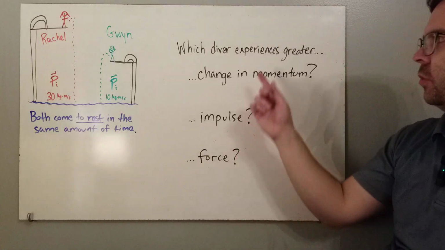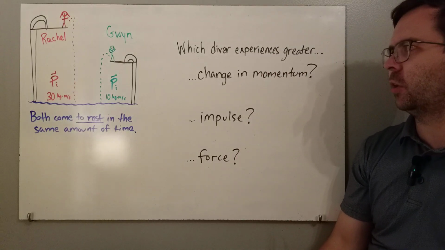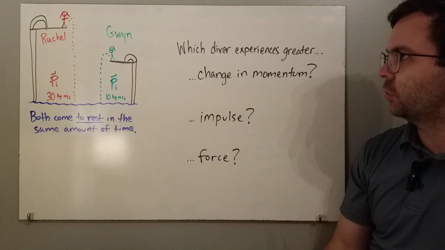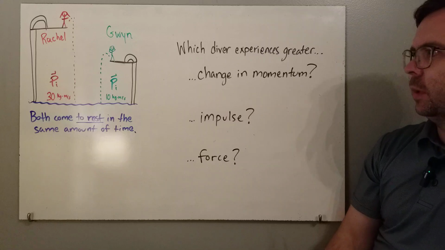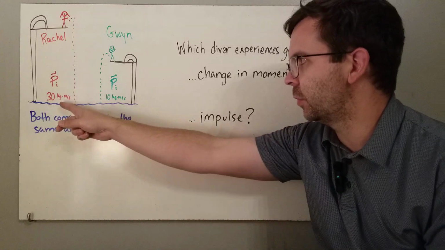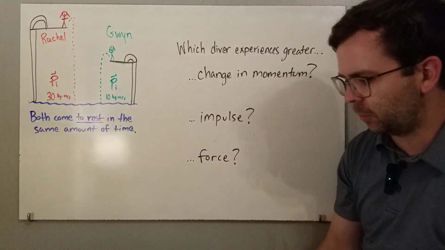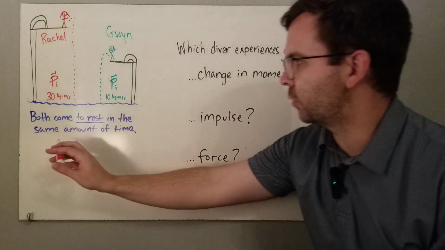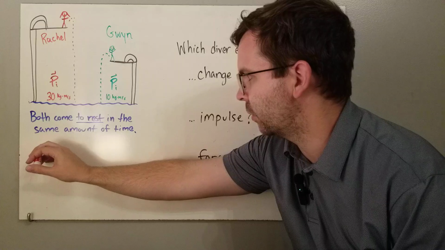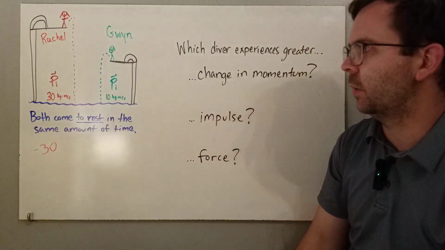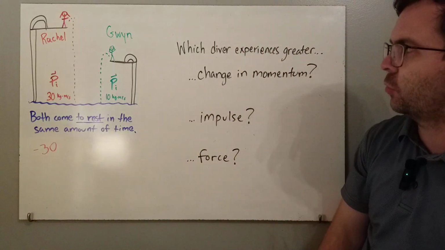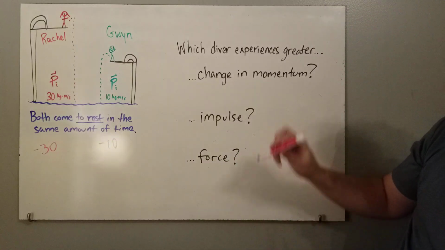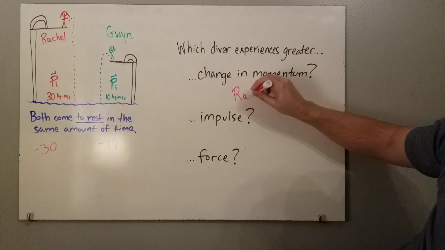So the question here says, which diver experiences a greater change in momentum, a greater impulse, and a greater force? So for the change in momentum, we look at their initial momenta here, 30 and 10, and it says both of them come to rest. And so the change in momentum for Rachel is going to be negative 30, slowing down, coming to rest. And the change for Gwen is going to be negative 10. So Rachel has a greater change in momentum.